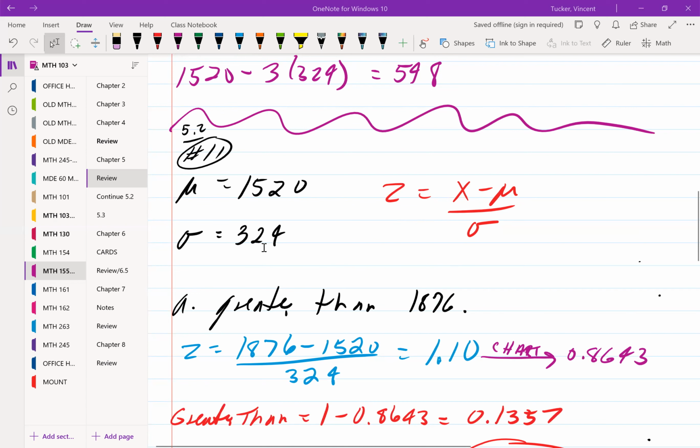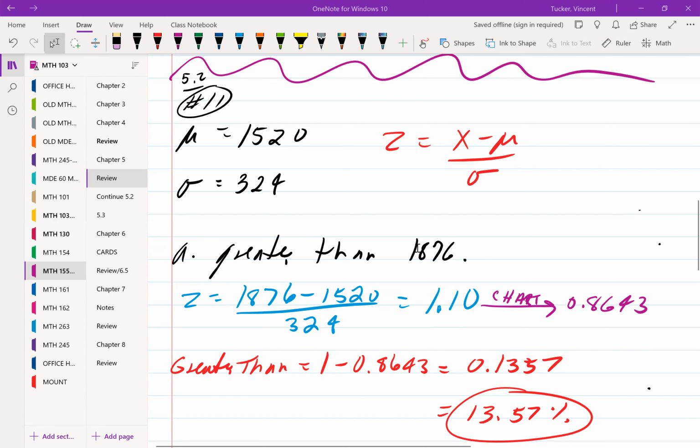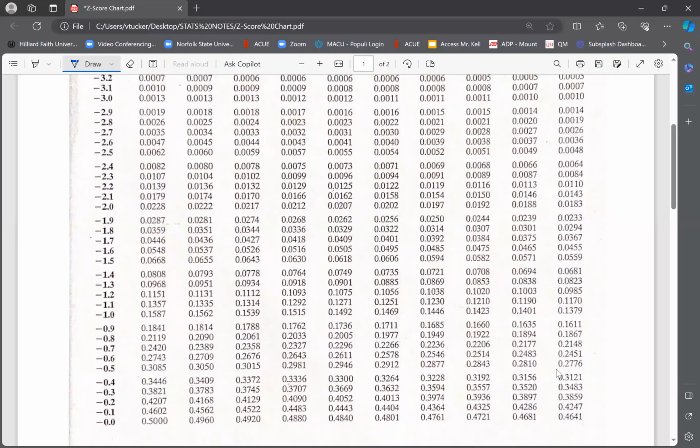Once you get your Z-score, you're going to go to the chart. And I emailed the whole class this chart. That'll be in your emails, and it should also be in your Canvas announcements. So this is the chart right here. And we had 1.10 for our Z-score. So you go to the chart. This is 1.1 right here. The zeros up here. So your digit that's farthest to the right will always be this top row right here.